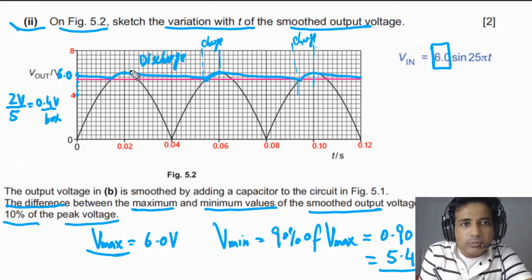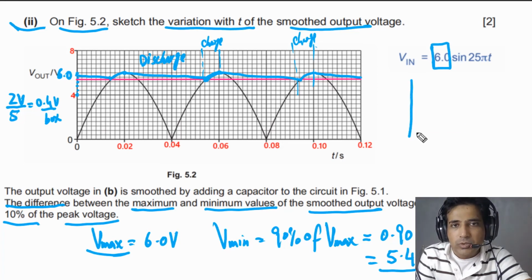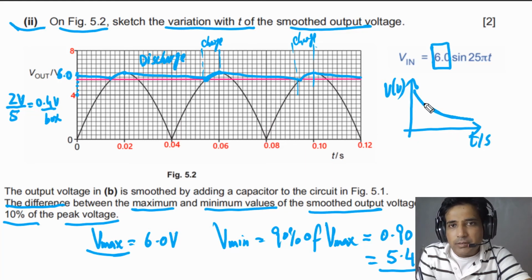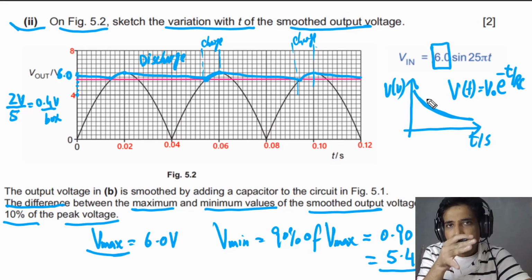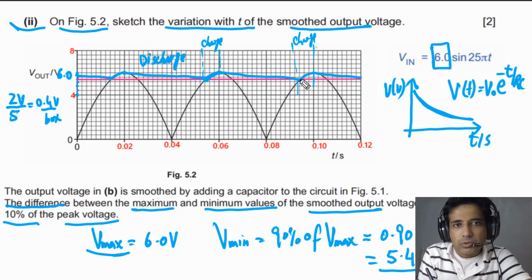If you simply draw a straight line between these 2 points, that is also acceptable, but the better way is to draw a curve, because the capacitor is discharging, and discharging of a capacitor is not a straight line. If we have voltage and time t on the x-axis, the capacitor will discharge and follow this curve. In this case, V as a function of time is equal to V naught e to the power of minus t over RC. So this has to be an exponential decay curve. So it's better to draw the curve, not a straight line.